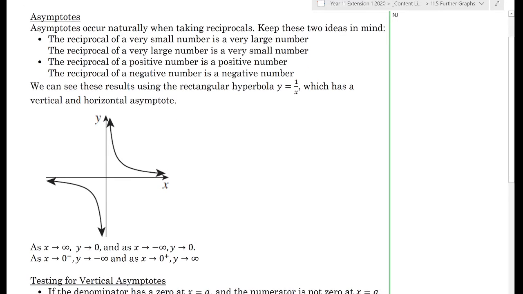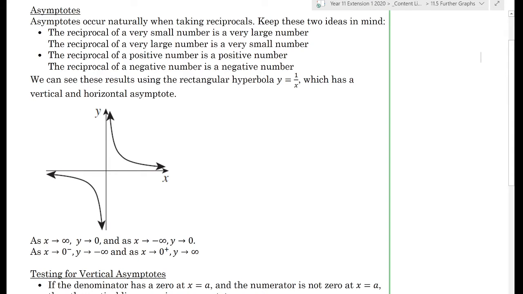We can see these results using the rectangular hyperbola, y equals 1 over x, which has a vertical and a horizontal asymptote. Remember, an asymptote is a line that your function approaches but never actually meets. In this case, as x approaches infinity, as x goes further and further towards infinity, it's never actually going to touch the line, but it's getting really close to the line y equals 0. So it's getting very close to 0.